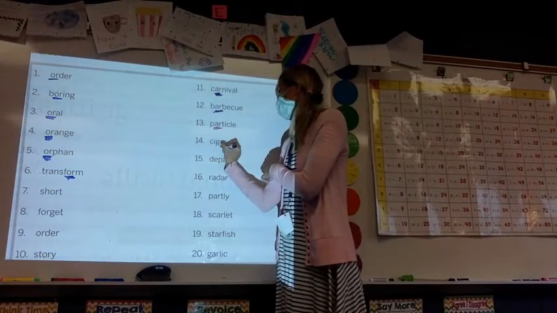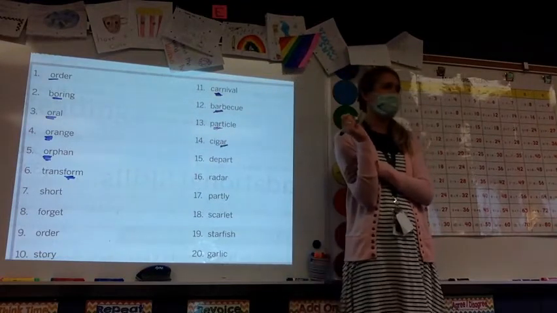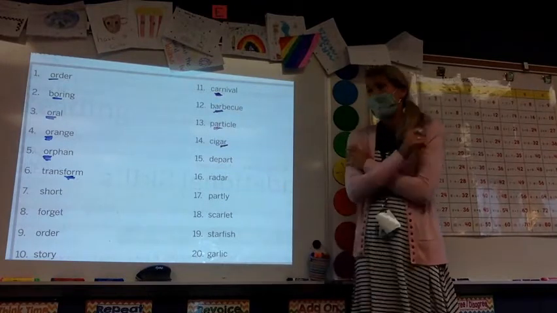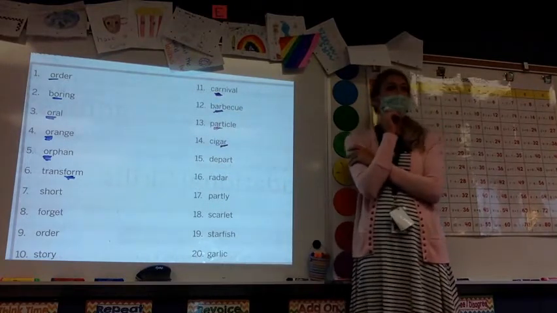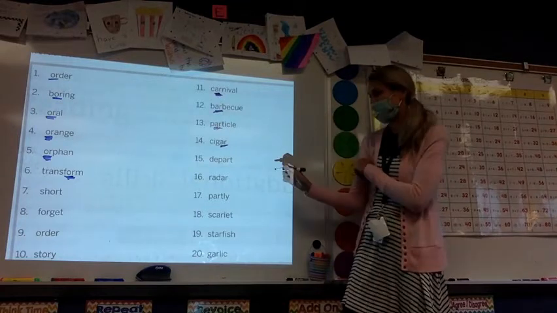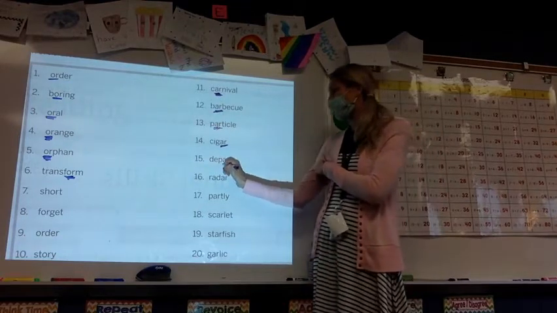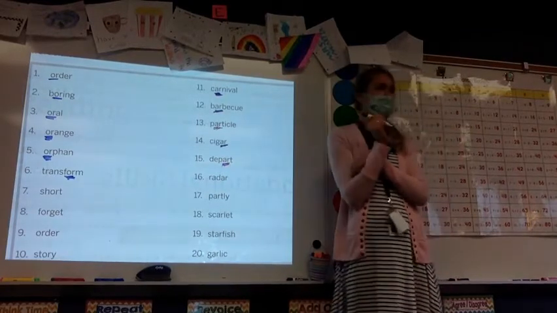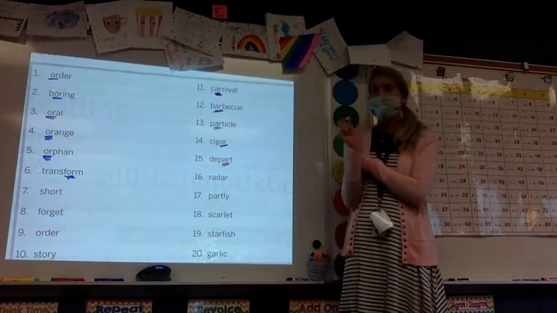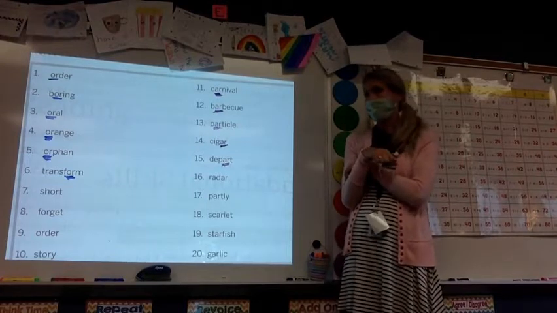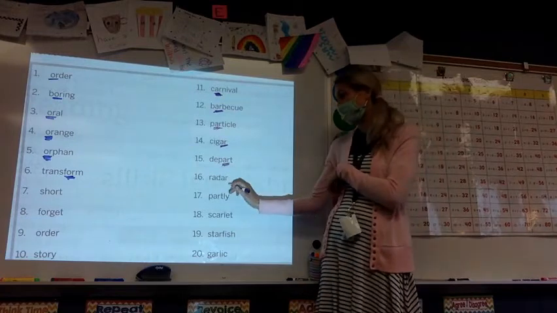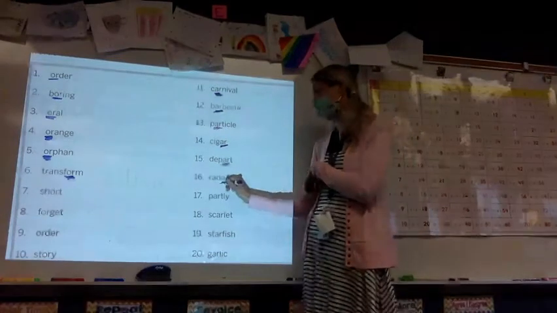Good. Next we have depart. What's our word? Depart. If you depart something, you're leaving it. Good. And where do we see the AR at? The end. We hear it at the end of depart. And we'll do one more. We have the word radar. What's our word? Radar. Do we hear "or" or "ar"? "Ar." And where do we hear that "ar" at? End. Radar. Very good. We're going to stop there with it.